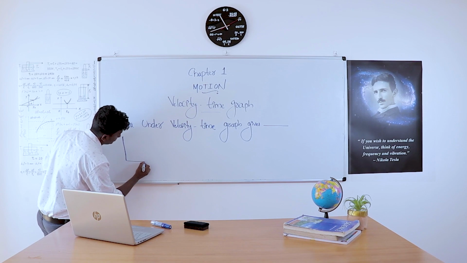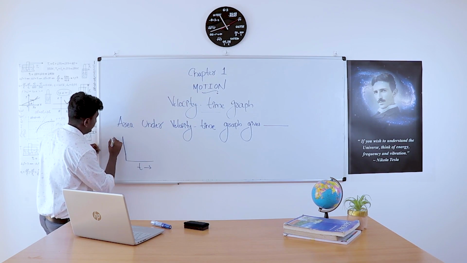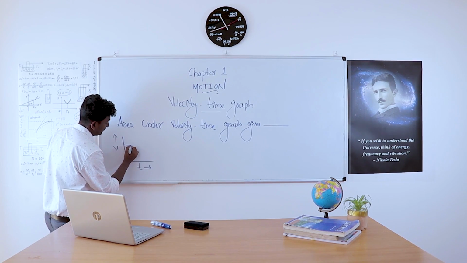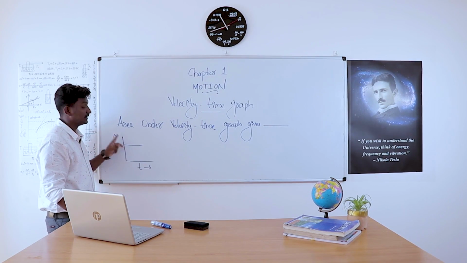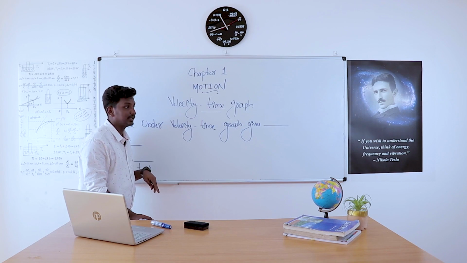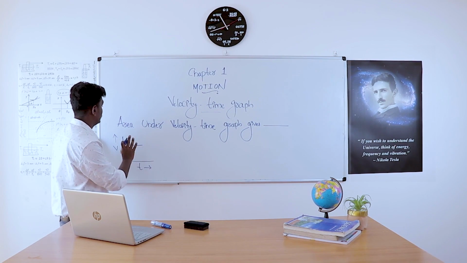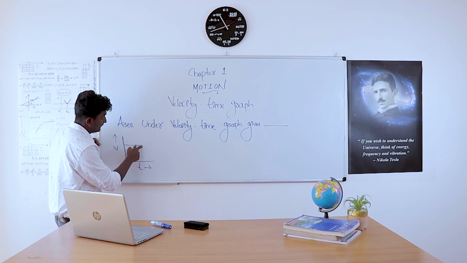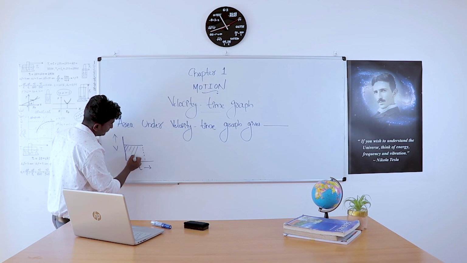I'm considering a graph, time along x-axis and velocity along y-axis. I'm taking the graph like this, a straight line parallel to the x-axis. This is more comfortable to derive which term we are having from area. Now look, we have to find the area under this curve. That means this area.